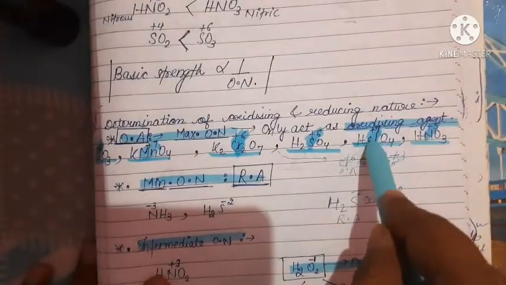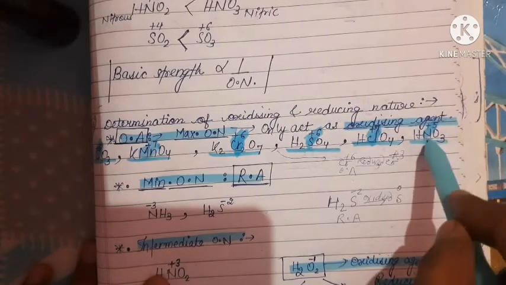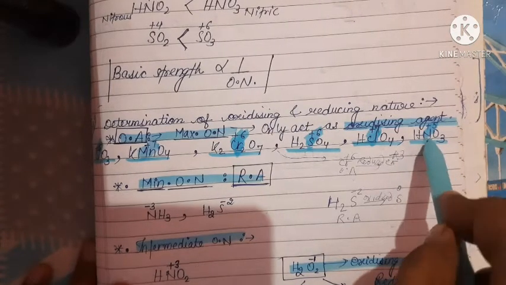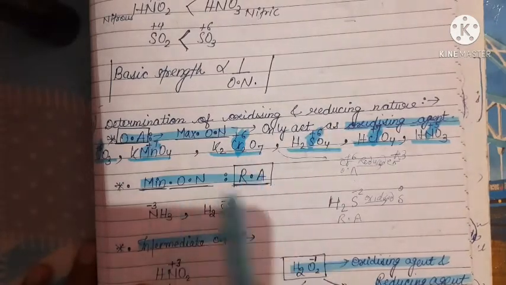HClO4 has Cl in the +7 oxidation state, so Cl will go into lower oxidation states. HNO3, +5, will also go into lower oxidation states. Minimum oxidation states act as reducing agents. Reducing agents are oxidized. You have to learn this.